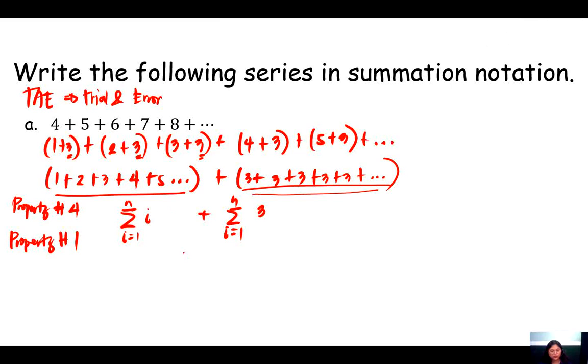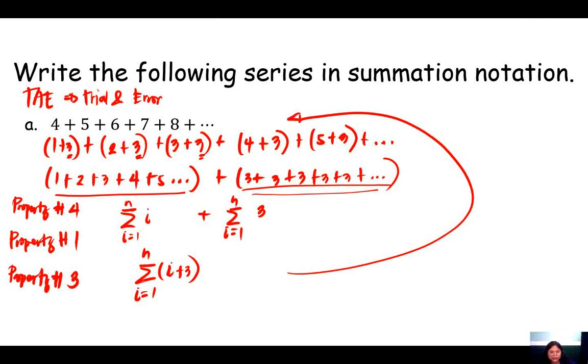Okay, next. What property can we use? Pag i-combine na natin silang dalawa, class, we can use property number 3. So, we have the summation of i from 1 to n of i plus 3. Okay, so this is the summation notation of this series. Okay, so this is our final answer.